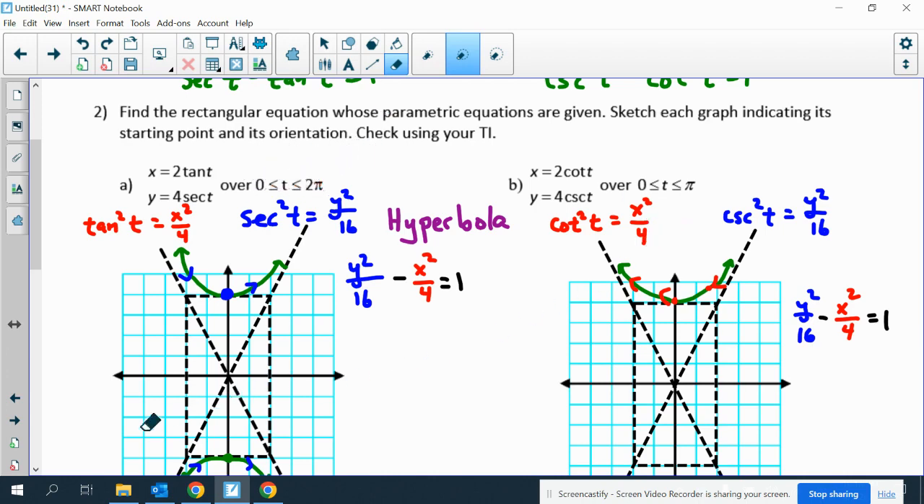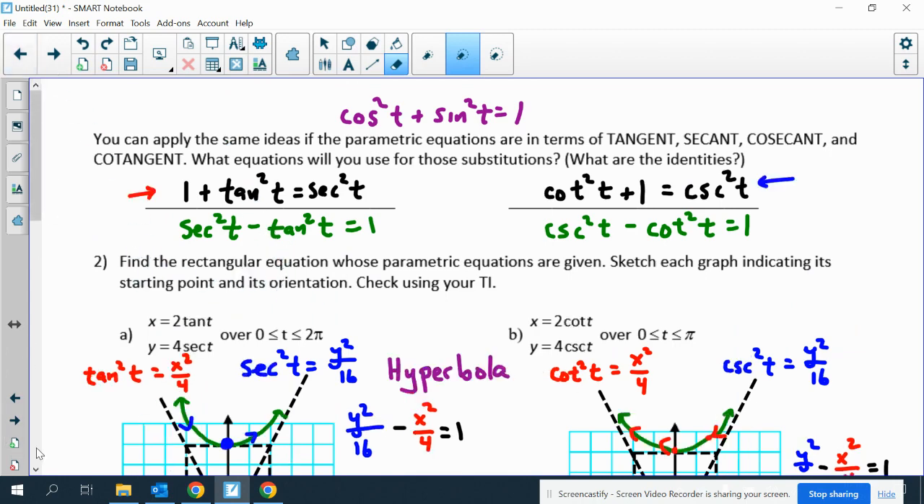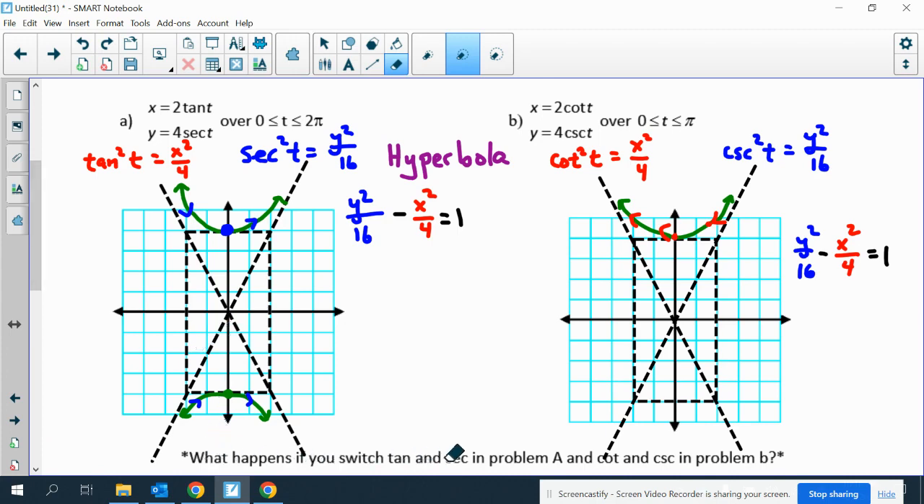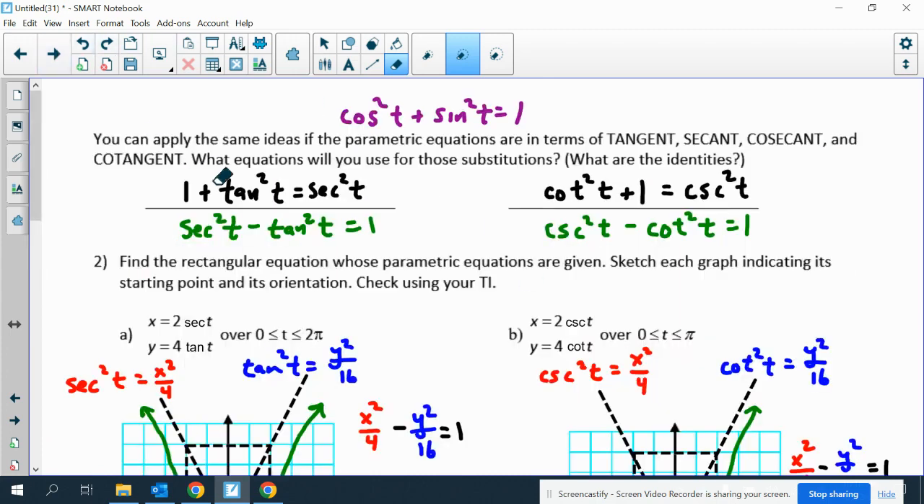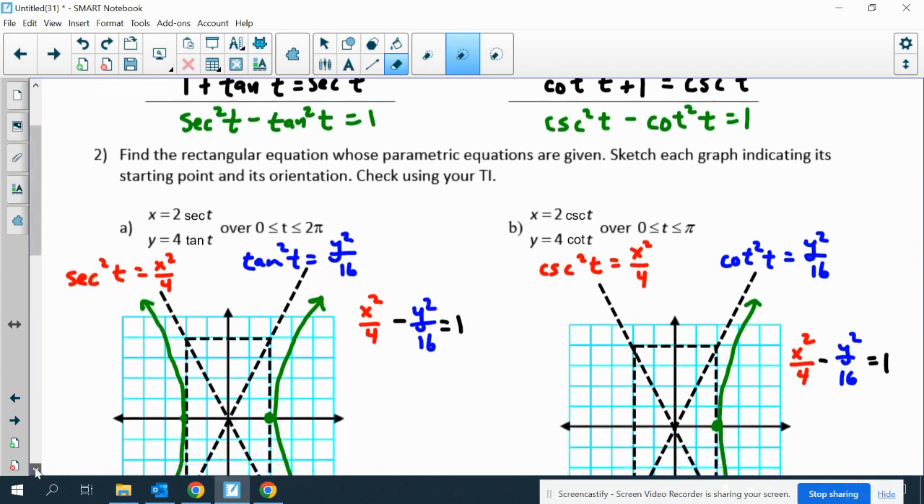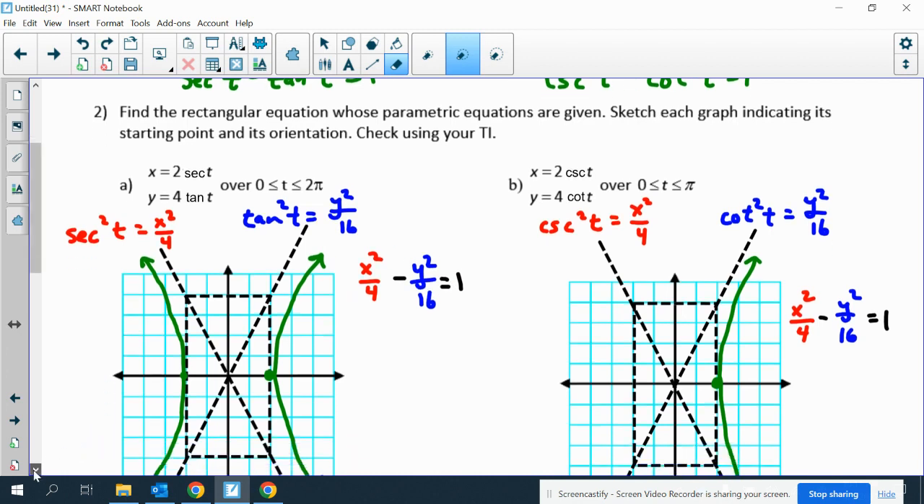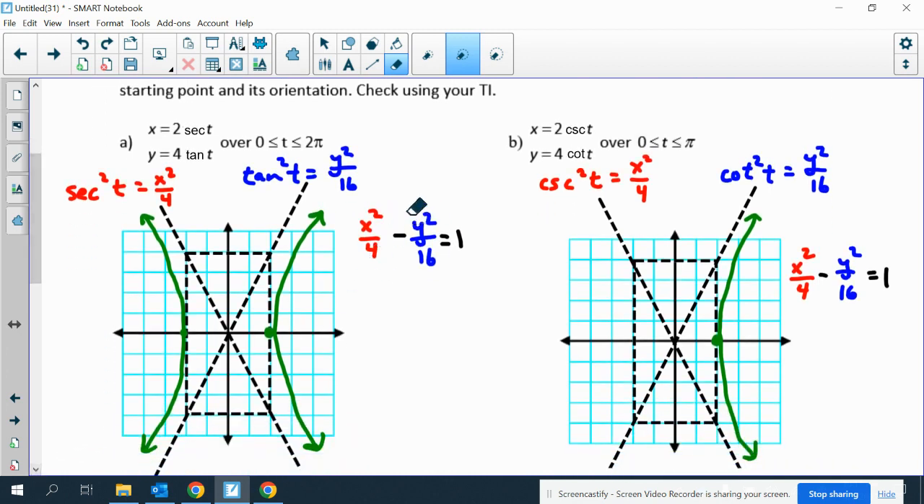Now, what would happen if I changed this problem. So notice that there's a question here. What happens if you switch tangent and secant and cotangent and cosecant? So if I switch the secant and the tangent, the cosecant and the cotangent, then this x becomes the first part and the y becomes the second part. And so I end up with a hyperbola that instead of going up and down, now goes left and right. So that means that you have to remember your Honors Algebra 2 trig when you're doing this sort of thing.